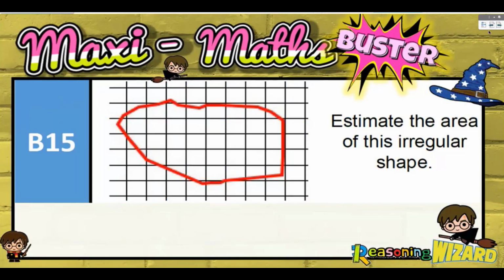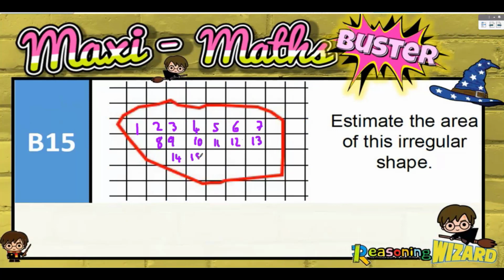Question 15. Estimate the area of this irregular shape. Now, when you're estimating areas, first thing you do is count all the whole squares. So 1, 2, 3, 4, 5, 6, 7, 8, 9, 10, 11, 12, 13. I'm not counting these at the end because they're not quite whole squares, because the red line is actually in front of the black line.